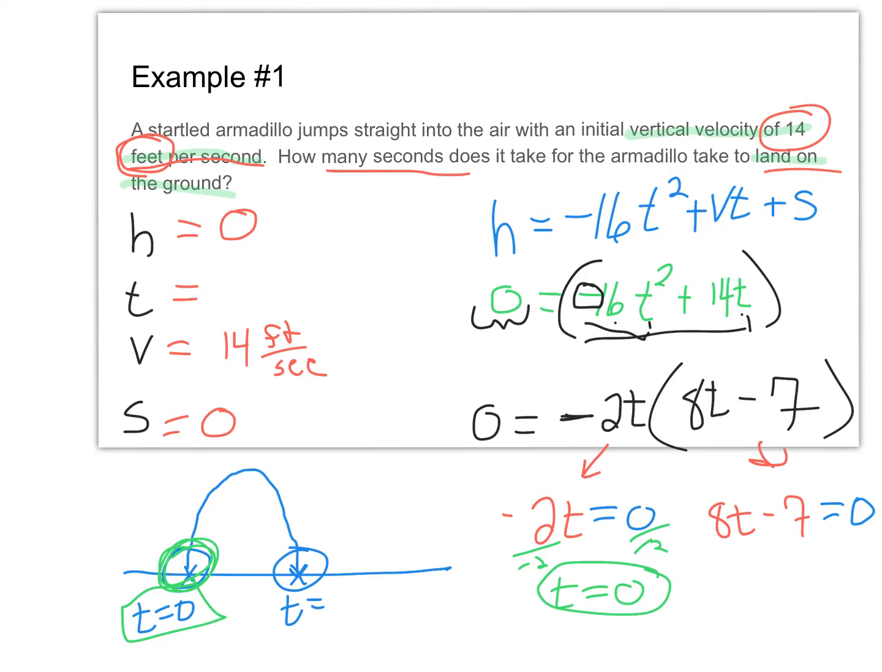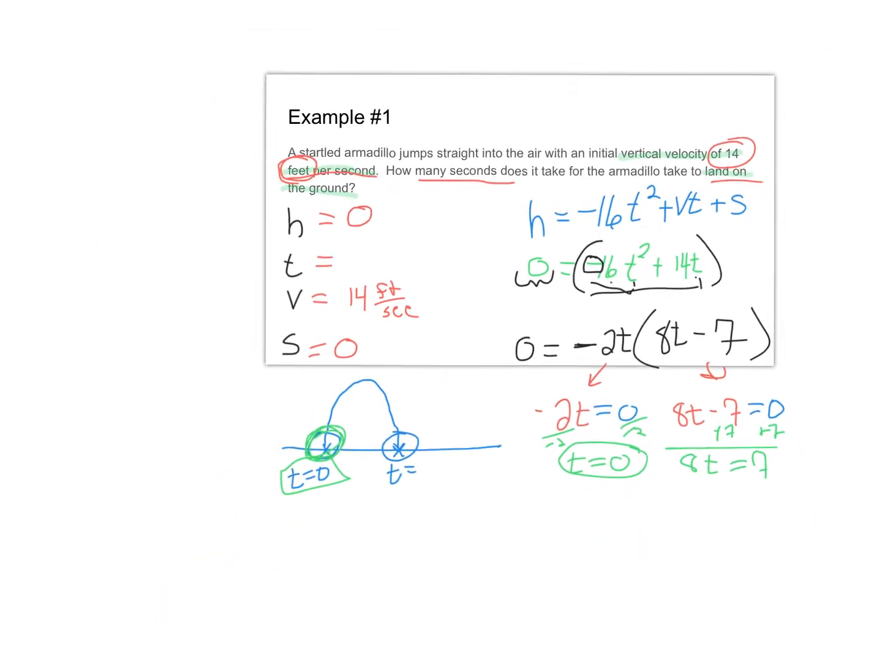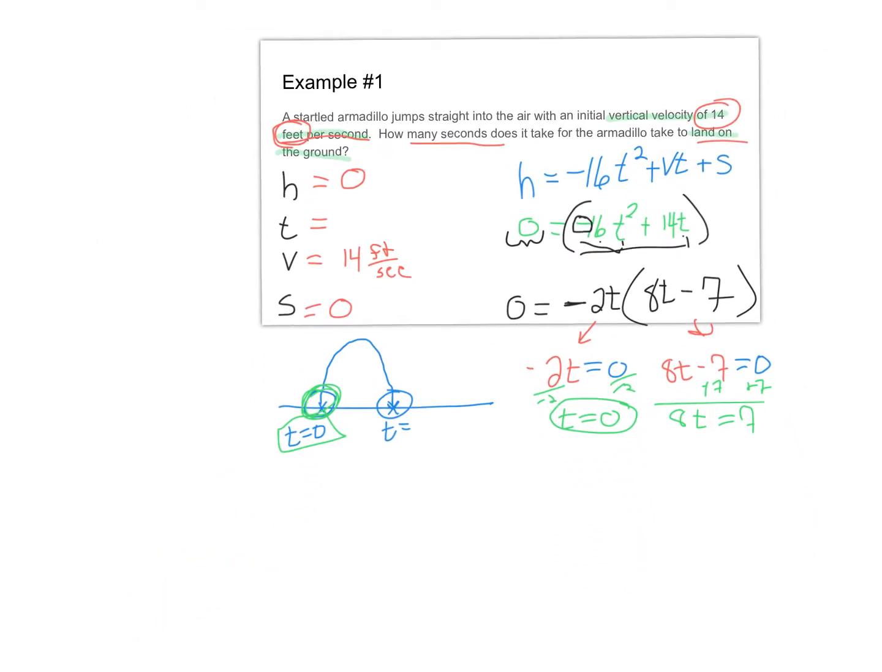So now let's go to this one over here. I'm going to add the 7. 8T now equals 7. I'm going to have to shrink this a little bit. Now I'm going to divide everything by 8. So T is equal to 7/8 of a second. That means this armadillo was in the air for 7/8 of a second. So there's that one.